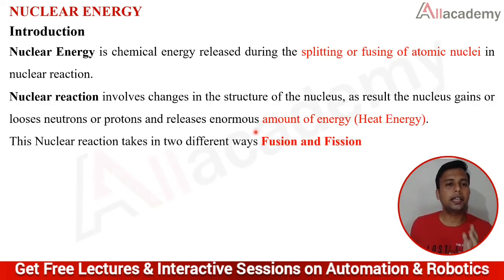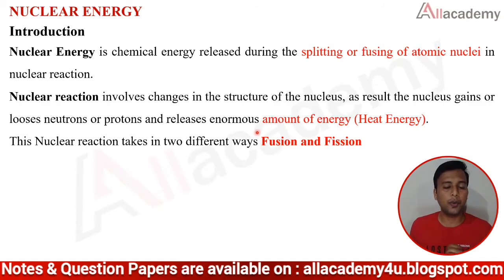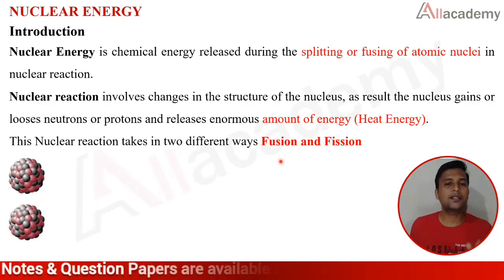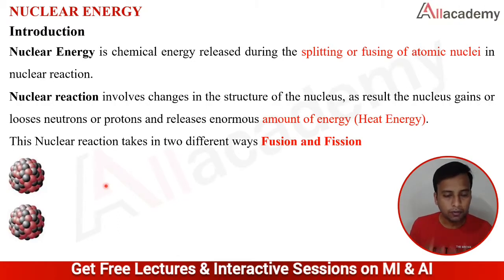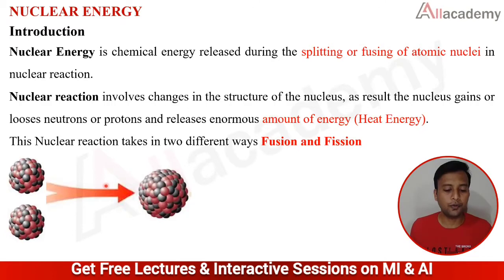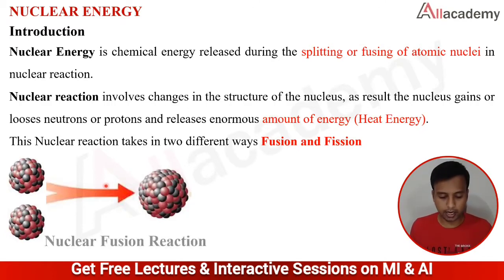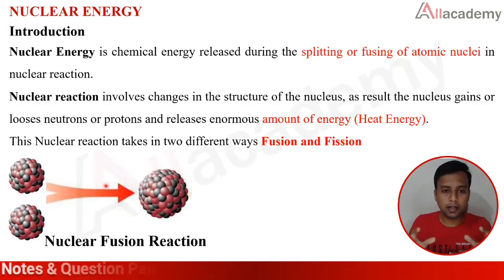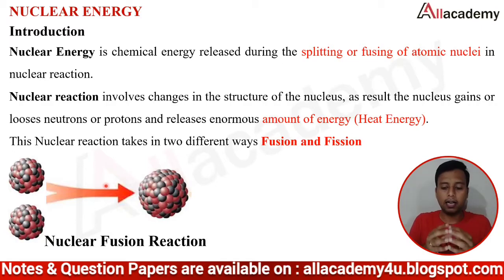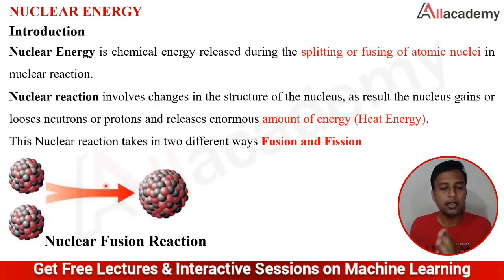This nuclear reaction takes place in two different ways: one is fusion and the other is fission. So let us see what fusion and fission reactions are. The first one is the fusion reaction. If the nuclei of two light atoms combine together to form one heavier nucleus, then such a nuclear reaction we call a nuclear fusion reaction. Fusion means they combine together to form one new atom.